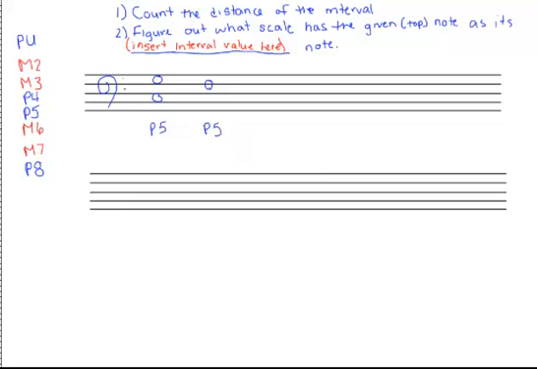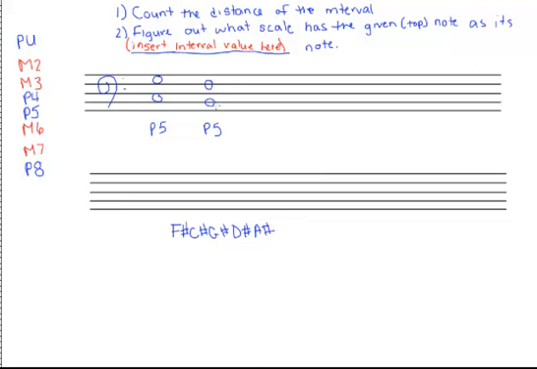Okay. So first step, count the distance of the interval down. 1, 2, 3, 4, 5. So we've written in a B here. Now figure out what scale has the given note as its 5th note of that scale. Okay, so what's the key signature for B major? Let's try that one first. Well, B major would have 5 sharps, right? Father Charles Goes Down And Dives.